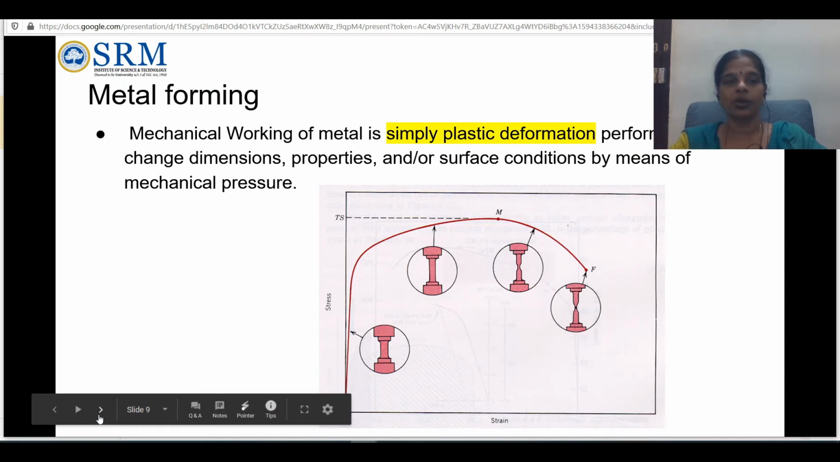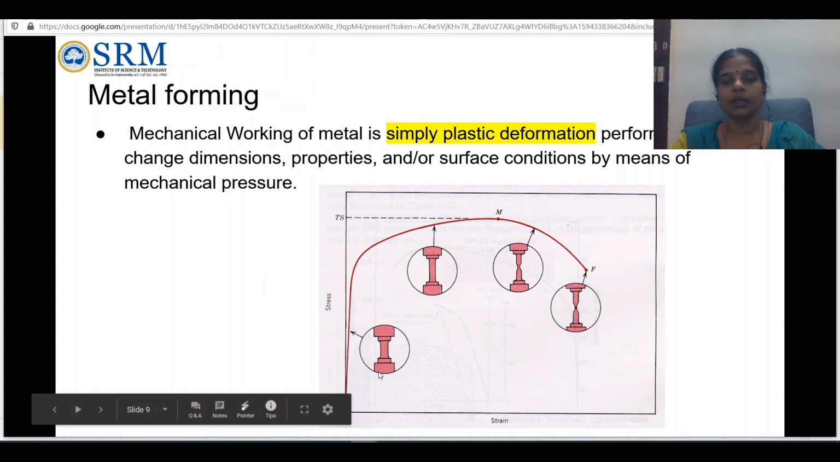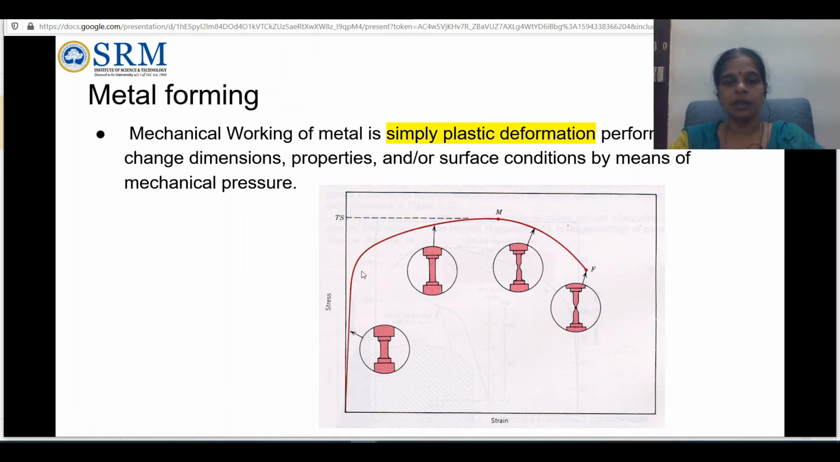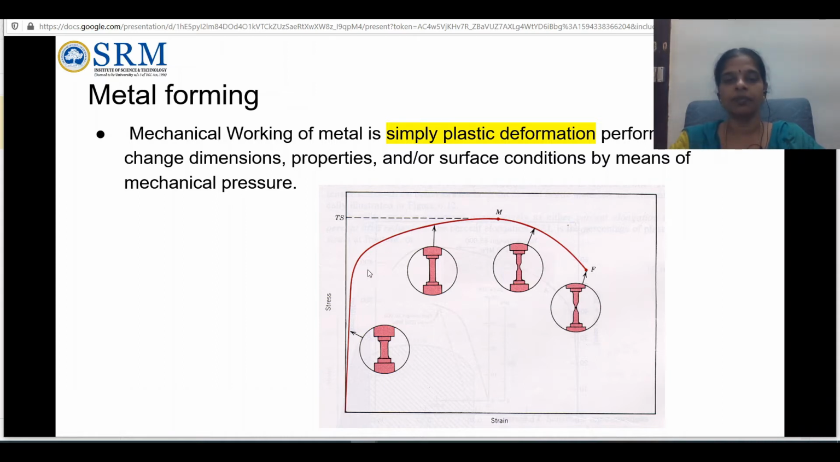forging process. So coming to the metal forming process, we can say simply it is a plastic deformation performed to change the dimensions, properties and the surface conditions by means of applying a mechanical pressure. Of course you are all very familiar with this stress strain diagram. Here this point is called the yield point, because whenever you are subjecting the material beyond this yield point, it will go into plastic deformation.